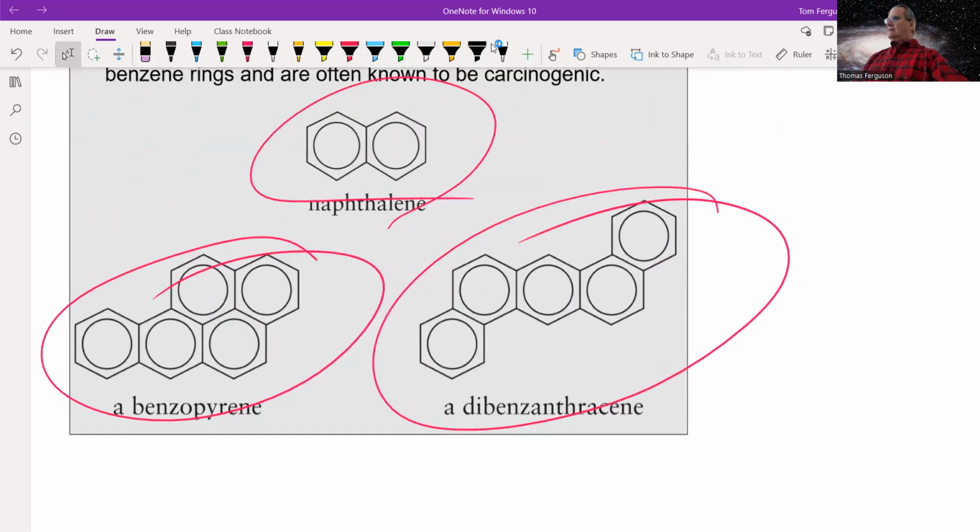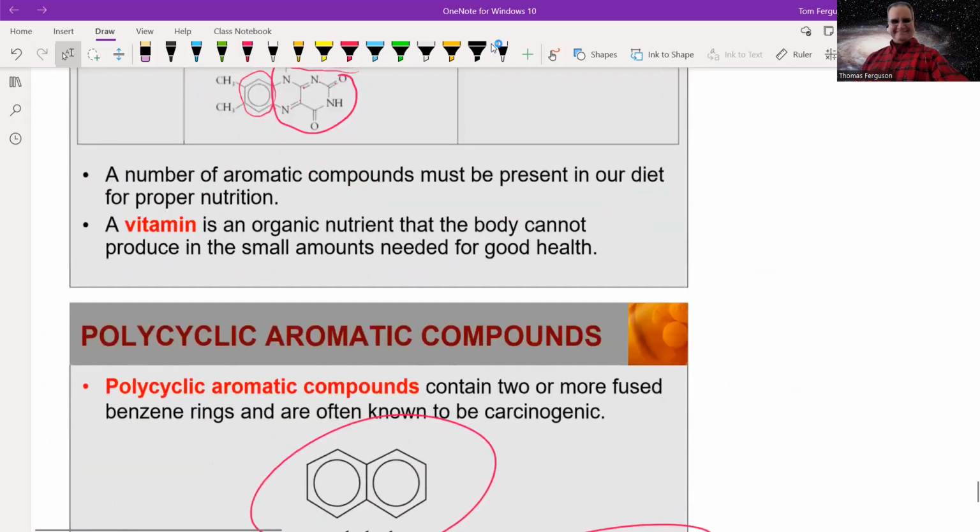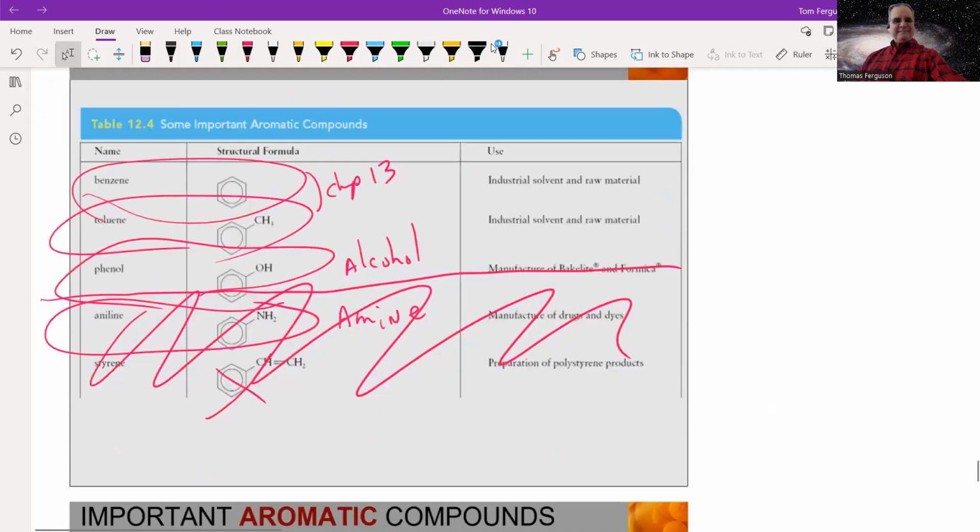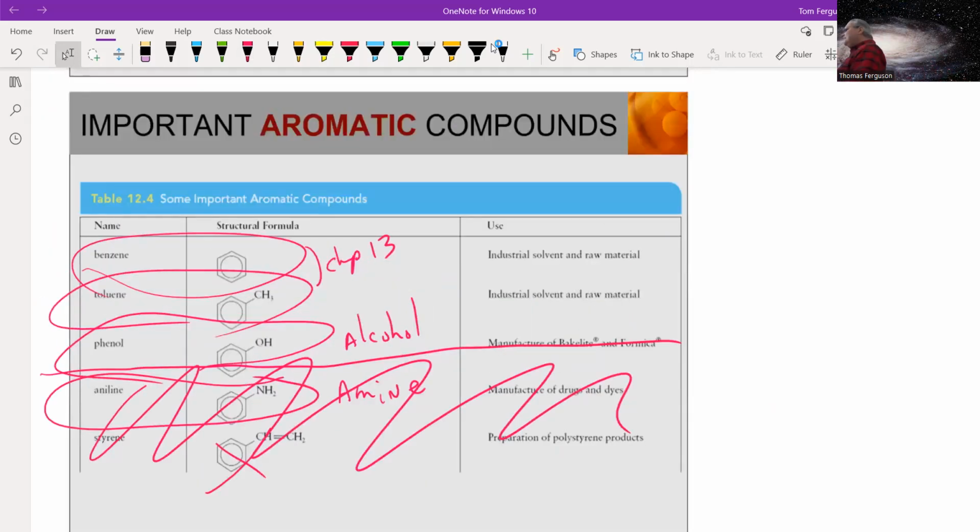I think we're done. Okay, so as you notice, this unit has a lot more reactions than our subunit 1.